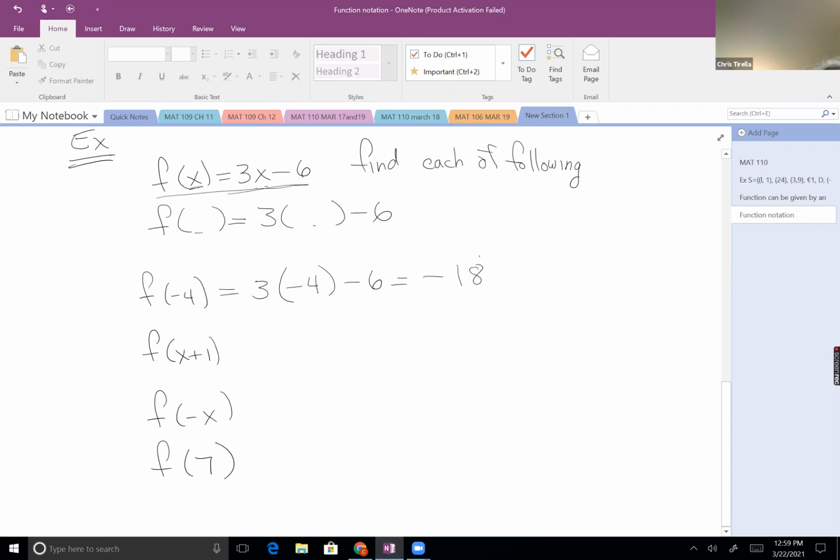Sometimes with function notation, we substitute a variable expression. F of whatever in the parentheses is 3 times that quantity minus 6. But what's in the parentheses this time is an expression, x plus 1. And so now I can simplify that. That would give me 3x plus 3 minus 6. And so I'd get 3x minus 3 as my final answer.